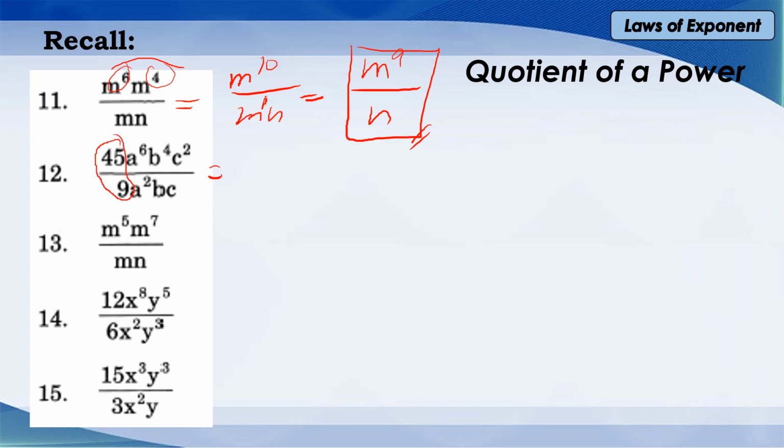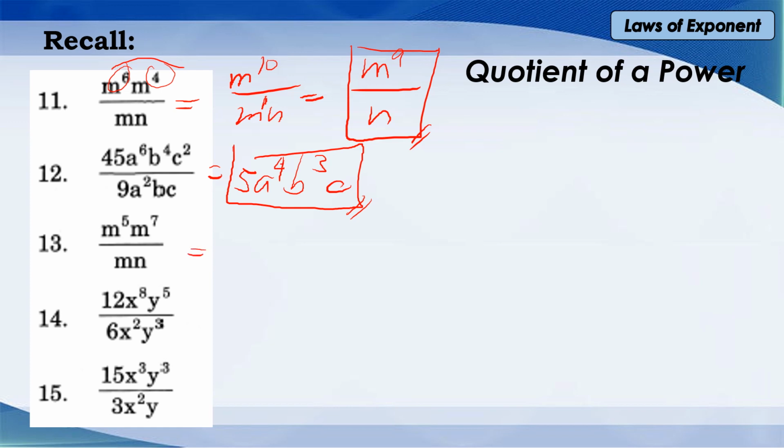45 divide 9 is 5. Then A raised to 6 divide A raised to 2, that is A raised to 4. Then B raised to 4 divide B, that is B raised to 3. Then C squared divide C, that is C. Because 2 minus 1 will give us 1.